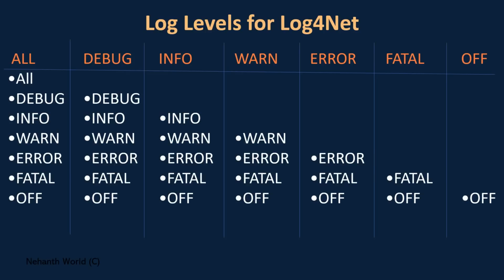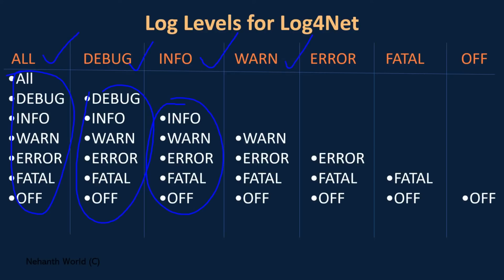These are the log levels available in Log4Net. In that root tag, if you set the log level as All, it will log from all to all higher levels. If you configure the log level as Debug, it will start from Debug and log all the higher levels. If you configure it with Info, it will start with Info and log all higher levels.